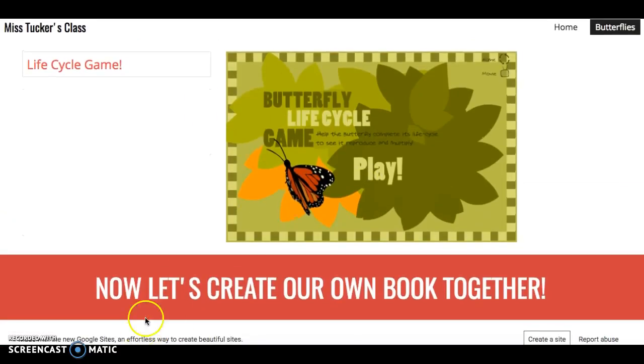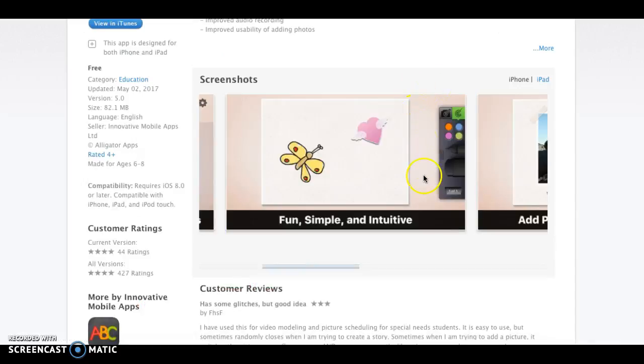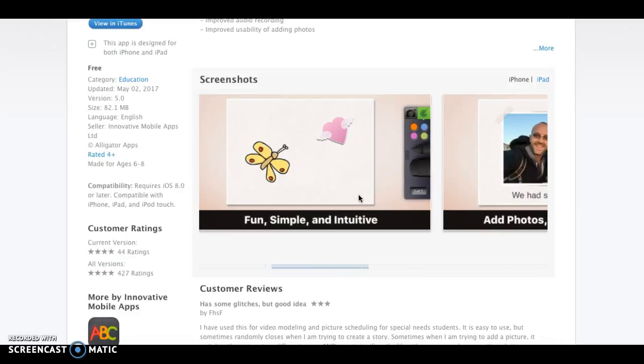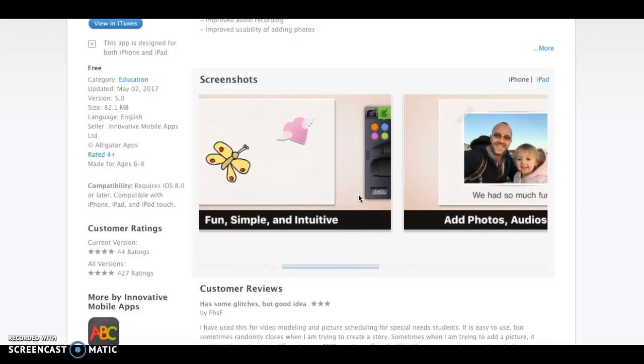And then finally we come to our summative assessment, which the class would do with a partner. My class is small, so partners would be best, or small groups. So I chose to use Story Creator, which was an app that Mariah and I had modeled in our class. So my class would write their own story about the life cycle of a butterfly.